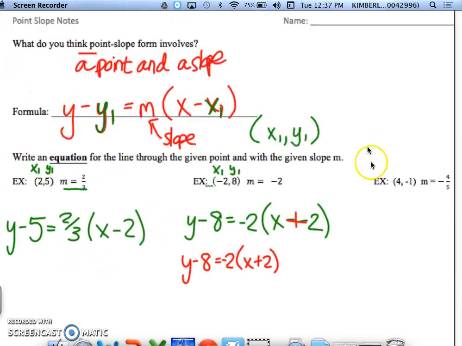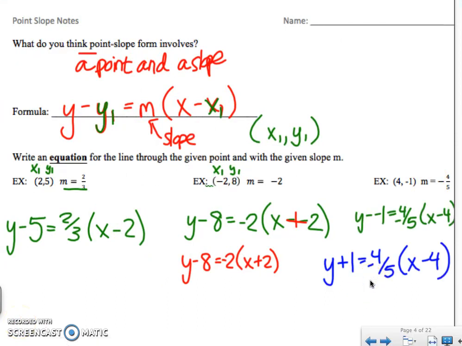So why don't you try this example over here and press pause, and then we'll go over it. Once I plugged it in, I started off with y minus a negative 1, which you see that I made a positive down here, equals your slope, negative 4 over 5, parentheses x, and then a subtraction of a 4. Okay, so this is how you write something in point-slope form given a point and a slope.